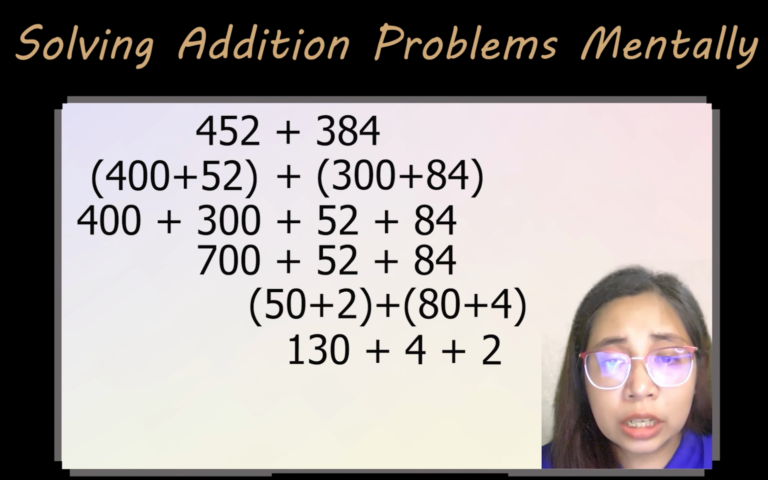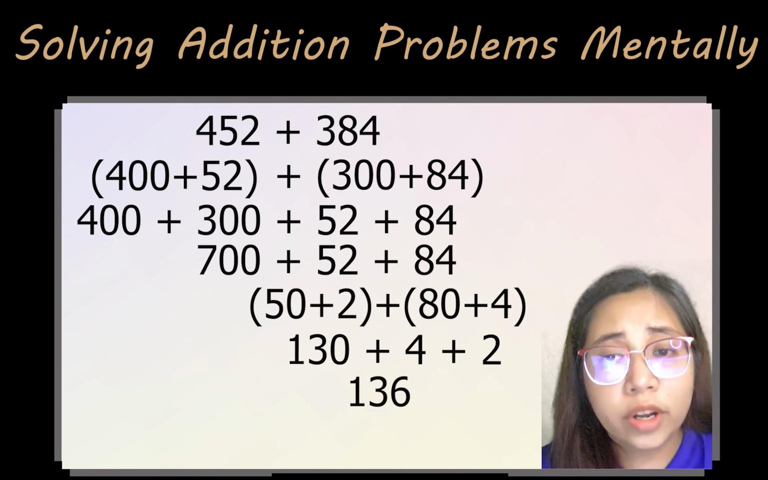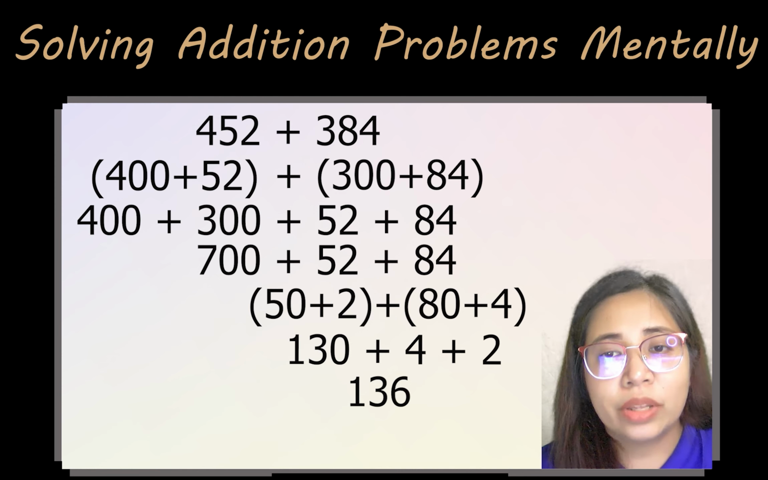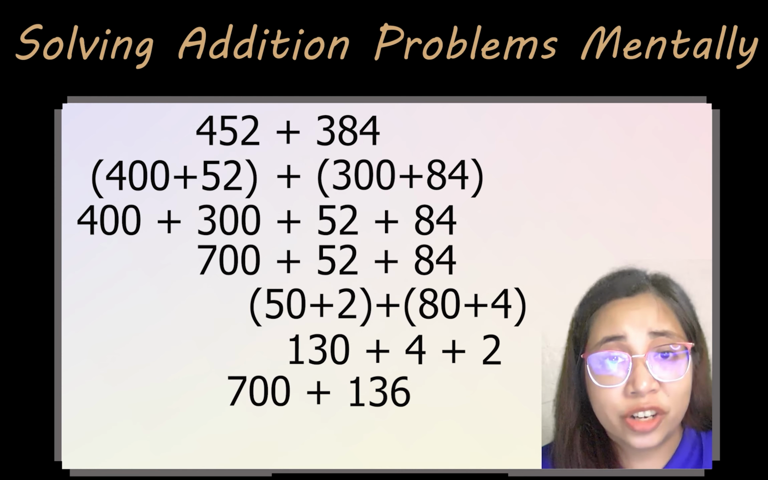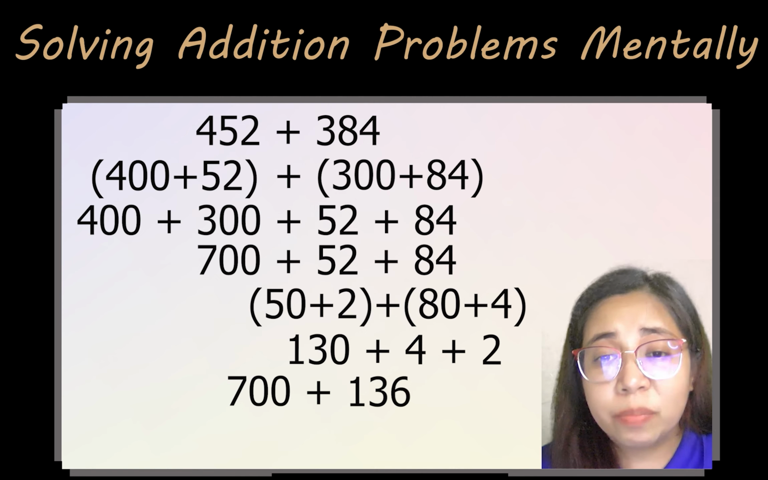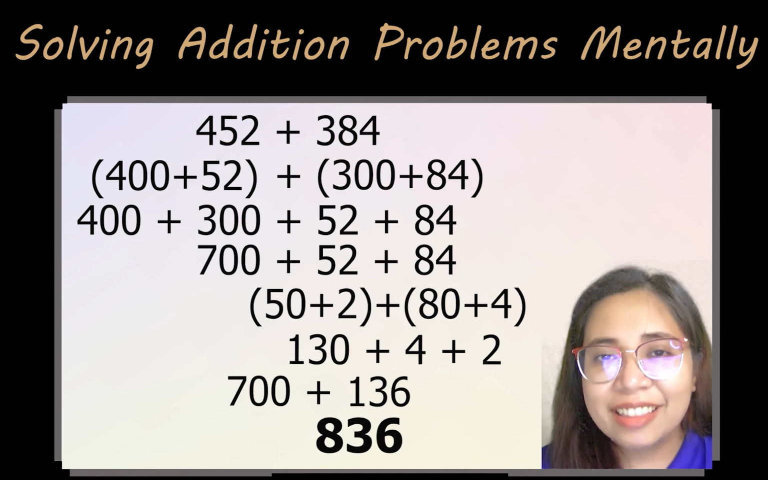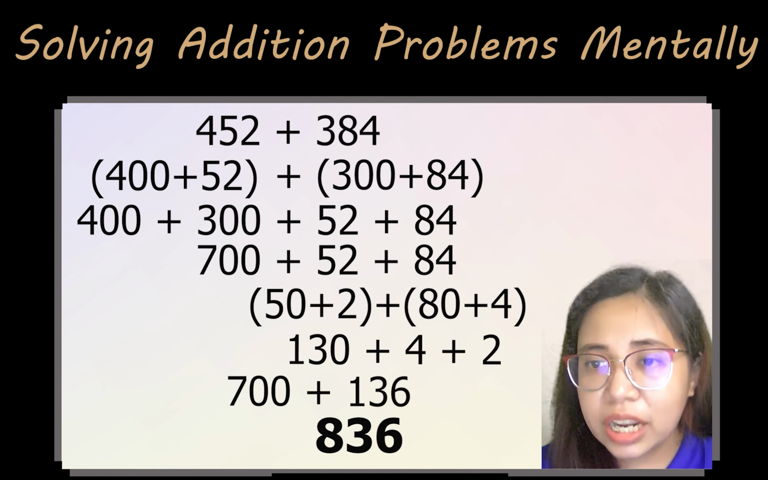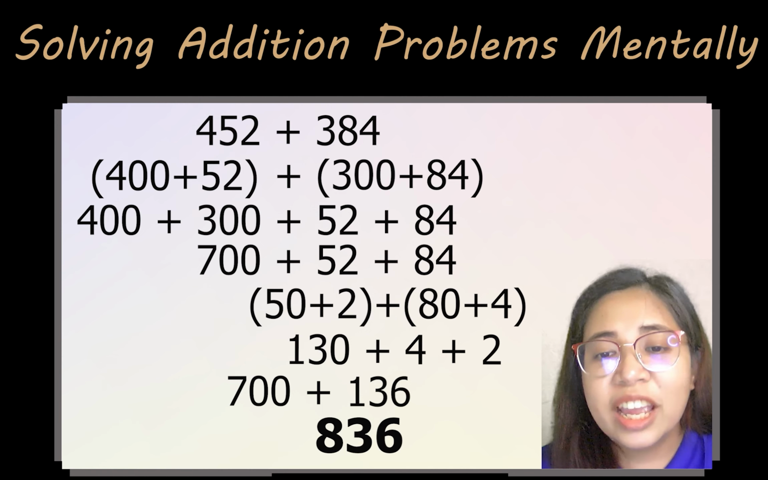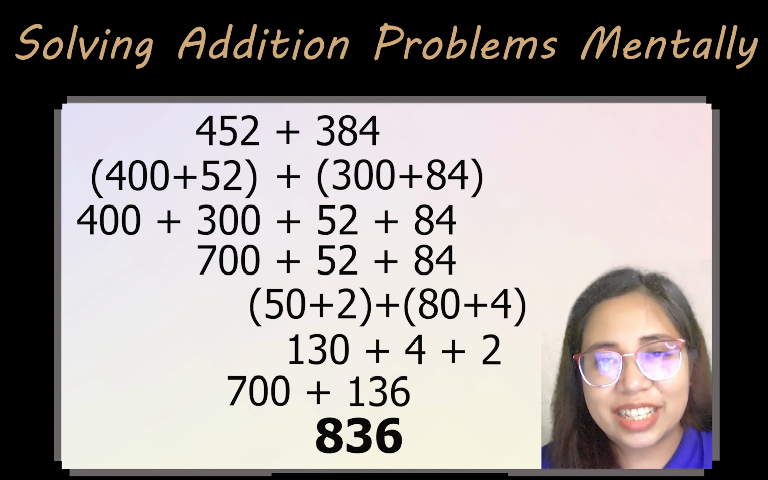So it is equal to 136. Itong 136 ay i-add natin sa 700. Bali, 700 plus 136 is equal to 836. So, bali, 452 plus 384 is equal to 836.